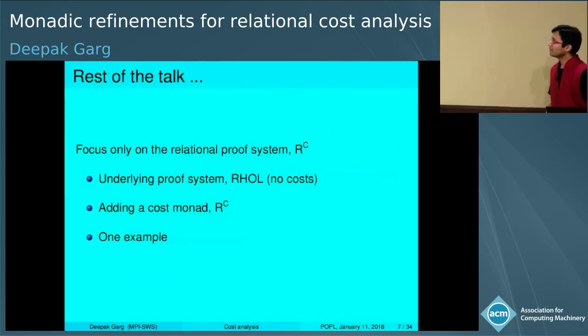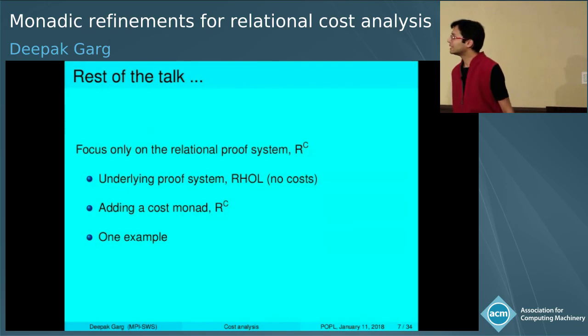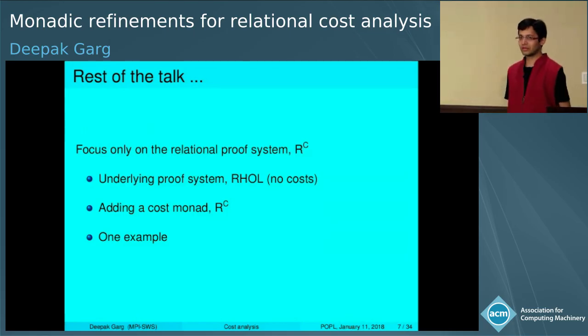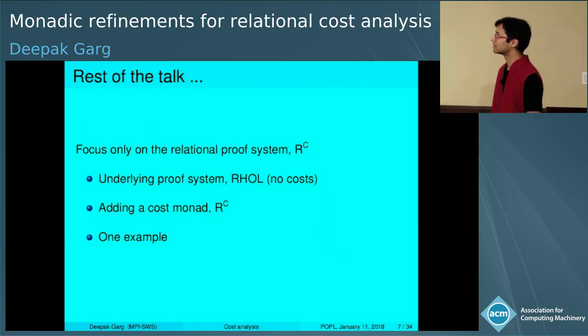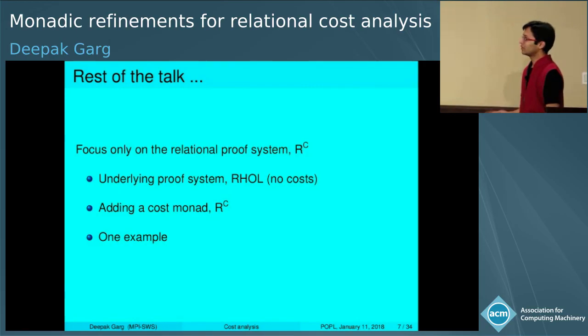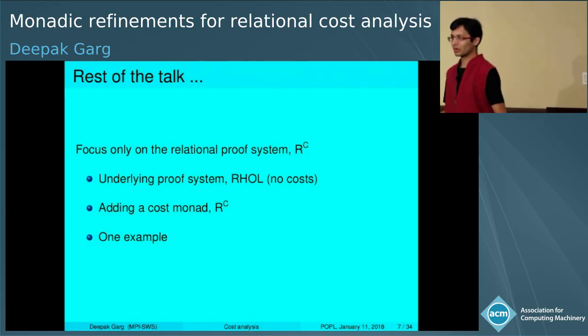So what I'm going to do in the rest of the talk, in the interest of time, is only focus on the relational part of this. There are 2 systems, UC and RC. I will only show you RC, which is the relational system. I will start by explaining to you the underlying proof system for the pure part without the cost.